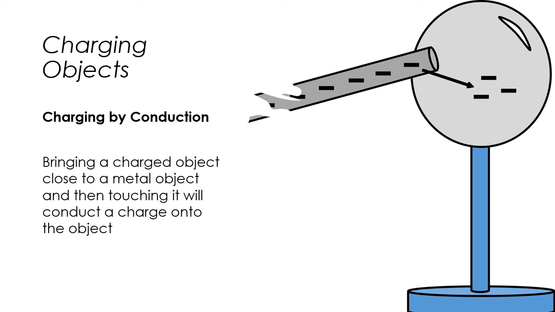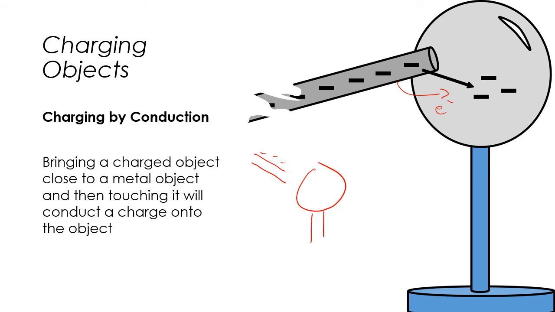So if we bring this negatively charged rod close to this metal ball and we touch it, well, some of those electrons are actually going to jump off. I'm going to diagram this out a little bit better. So if we have our negatively charged rod here, we have our ball. As we bring it close, where are electrons going to go?